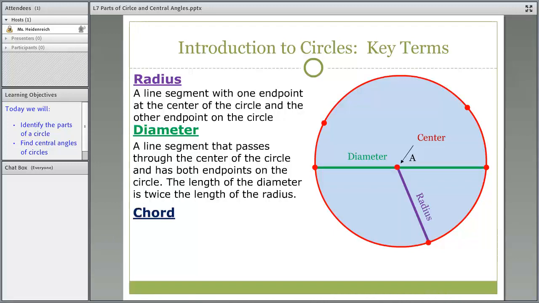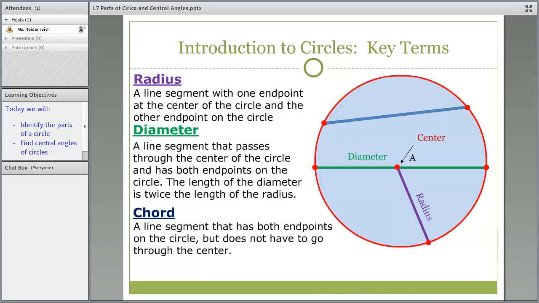A chord has just 2 endpoints on the circle. It doesn't have to go through the center, but I want you to be thinking about, could a chord go through the center in order to fall under that definition that's written there? So, for example, could a diameter be classified as a chord? So be thinking about that because that's actually going to be one of your quiz questions at the end.